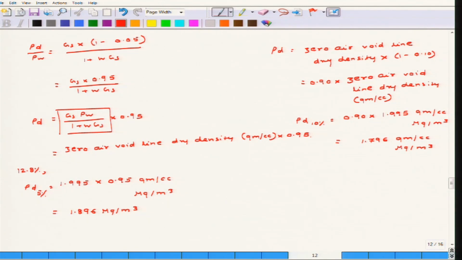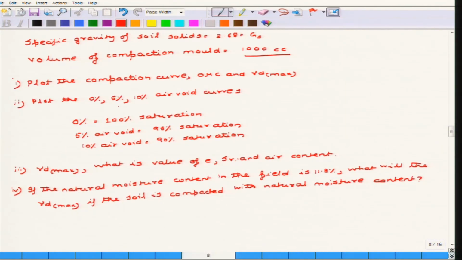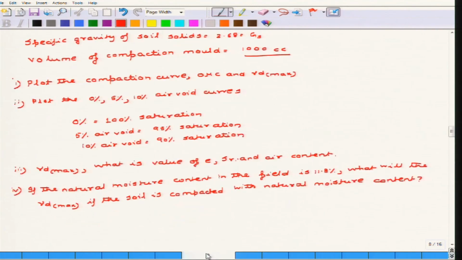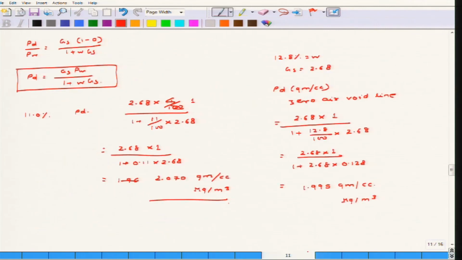So, for every moisture content given here, that is for 0%, 5% and 10%, for 100% saturation, for 95% saturation, for 90% saturation, you have to plot the dry density, you have to plot the zero air void curve, you have to plot all these curves. Now, the water content is given to you, it varies from 11 to 16.3, and corresponding to that the dry density has to be found out for all these cases, for 0% air void, for 5% air void and for 10% air void curves. Now, I have shown a sample calculation for 12.8%.